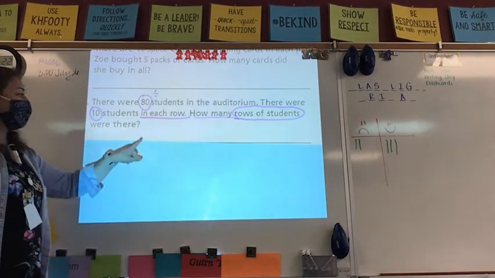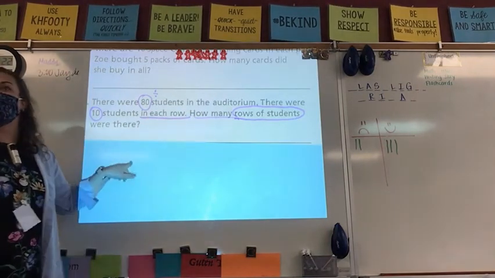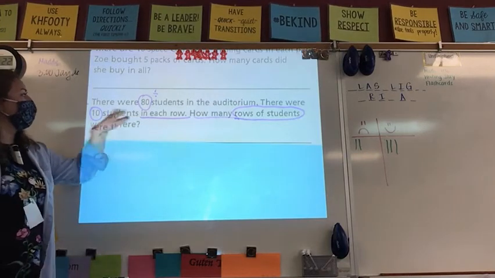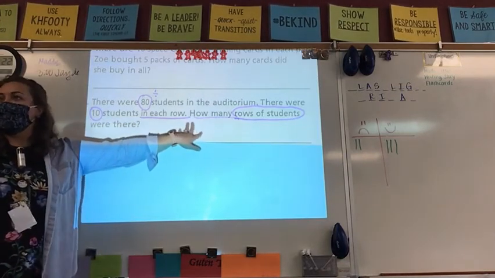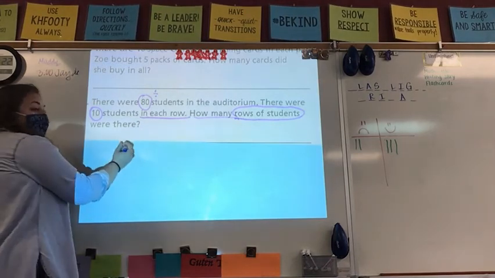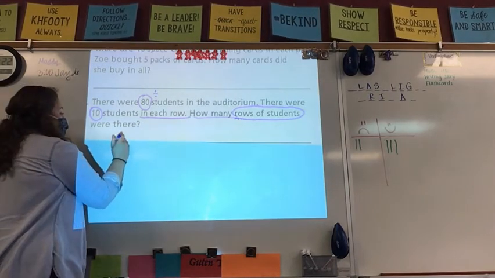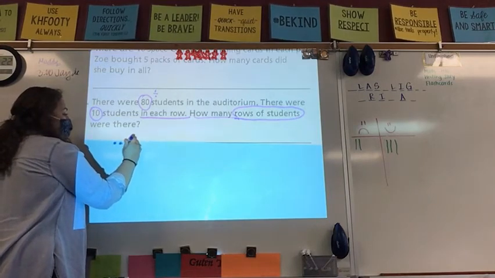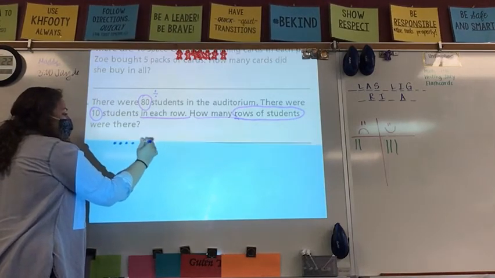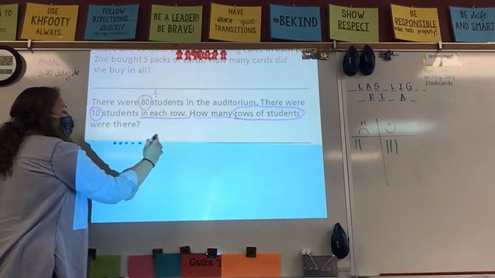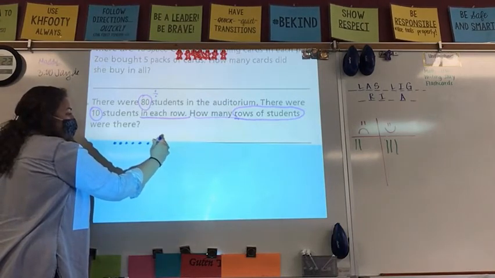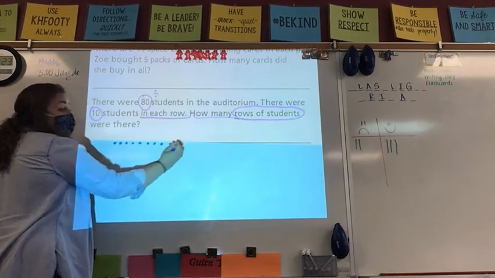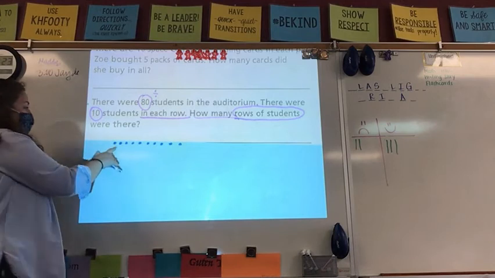So they told me there's 10 students in each row. So will I put 10 in a row? Or are there 10 rows to stack? Are there 10 rows or 10 in each row? 10 in each row. Okay, so I'll go ahead and make a row of 10. You please do the same. 1, 2, on your desk. 3, 4, 5, 6, 7, 8, 9, 10. Always double check that you got all 10.